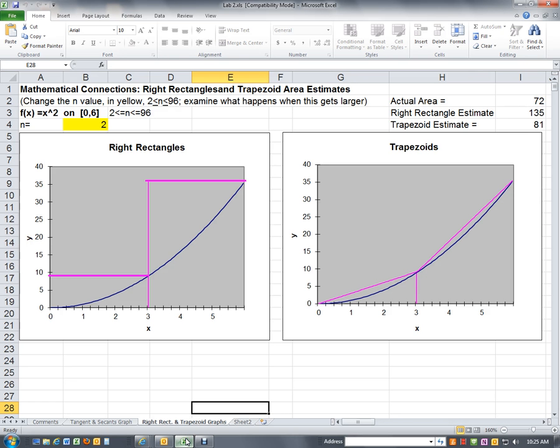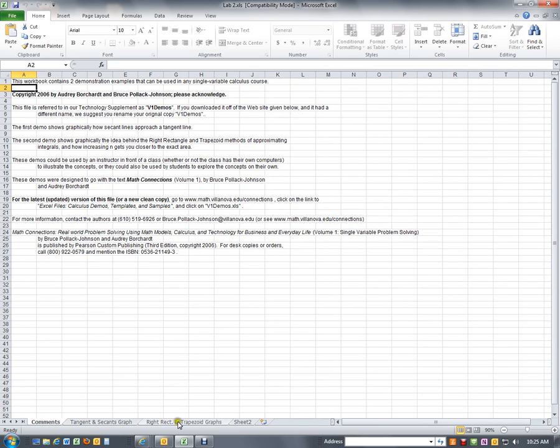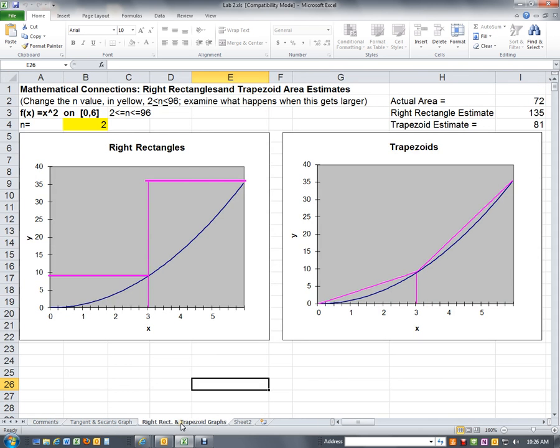Lab 2. This lab is designed to reinforce the material you have just covered of calculating area under a curve. When you open Lab 2, you'll notice in the bottom there are different tabs. I'd like to make sure that you are clicked on the right rectangle and trapezoid graphs. Very important, otherwise you might see something else pop up. So make sure you're on the correct tab to begin with.